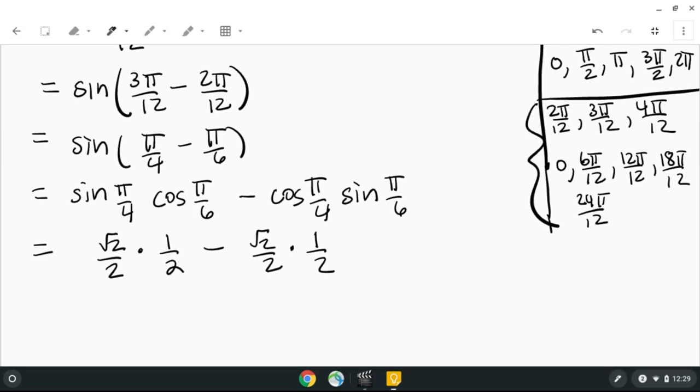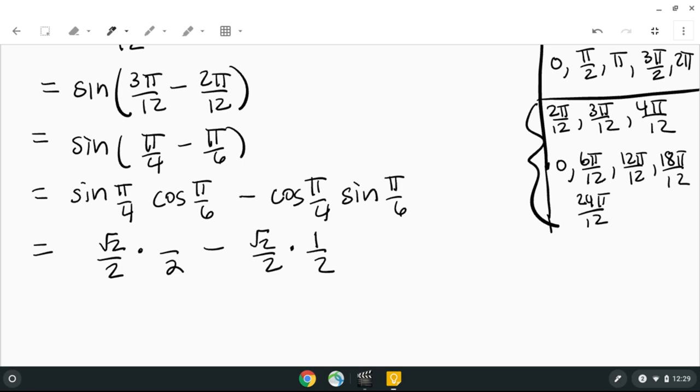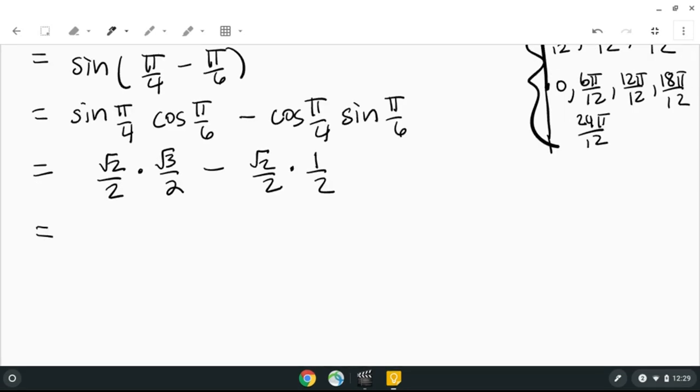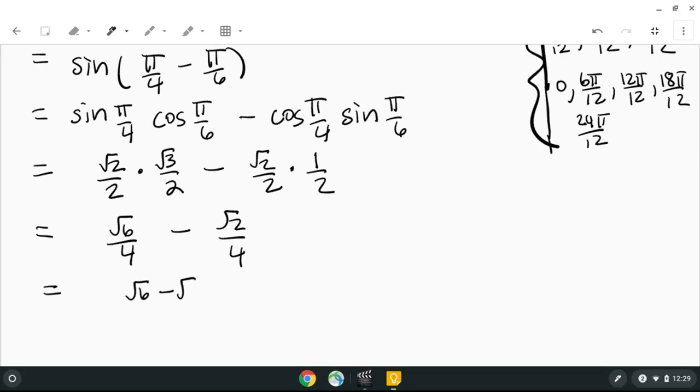Oops, right over here. This is actually square root 3 over 2. Cosine of pi over 6 is square root 3 over 2. Scroll up. Okay, there it is. Okay, so we get square root 6 over 4 minus square root 2 over 4. And again, leave it in radical form because it's asking for the exact value, so don't do any rounding off of decimals. Okay, so our final answer here would be this.